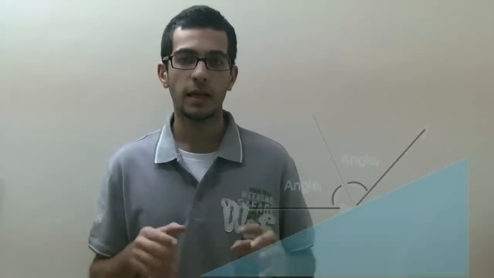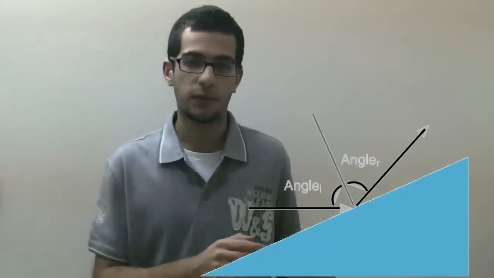So sound, as a wave, when it hits a solid object, reflects back. So the angle of incidence equals the angle of reflection. Now this technique is used by some animals. Bats, for example, have eyes, but they don't see.